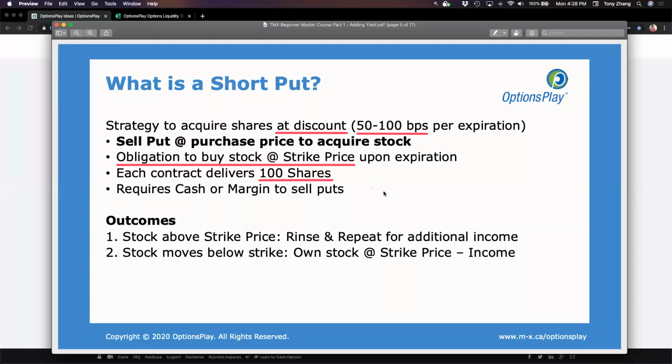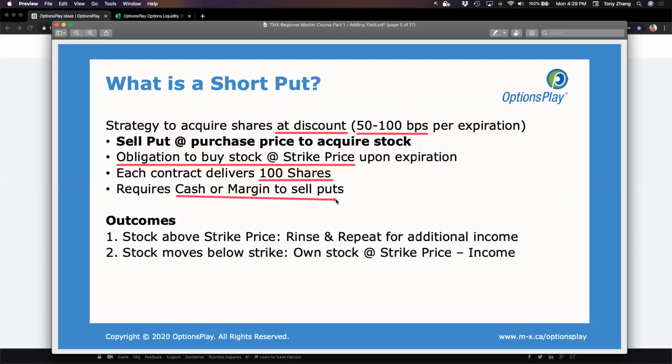A limit order you can place for any number of shares. A short put you must trade in 100 share increments. Now, the difference between selling a put and placing a limit order is the fact that when you sell a put, you get paid income to sell that put. So you have the same obligation as a limit order, but you get paid an income.